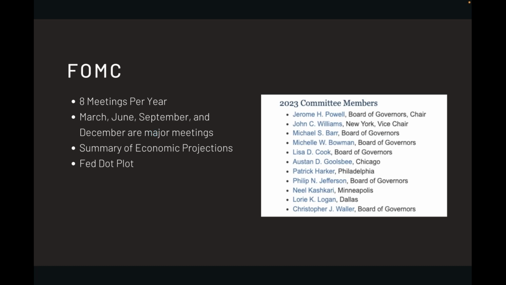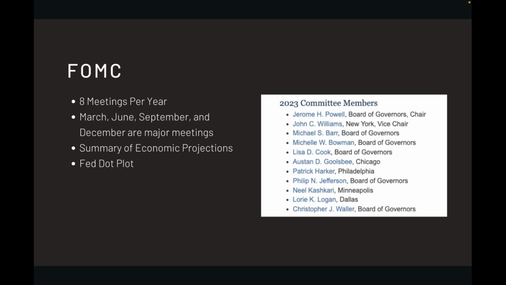So I would highlight that not all 8 meetings are equal. March, which is upcoming, June, September, and December are much more important than others, historically, because these are the meetings where the Fed actually publishes something called the Summary of Economic Projections, and those projections contain what the Fed forecasts as economic growth and inflation in the next 12 months and few years.